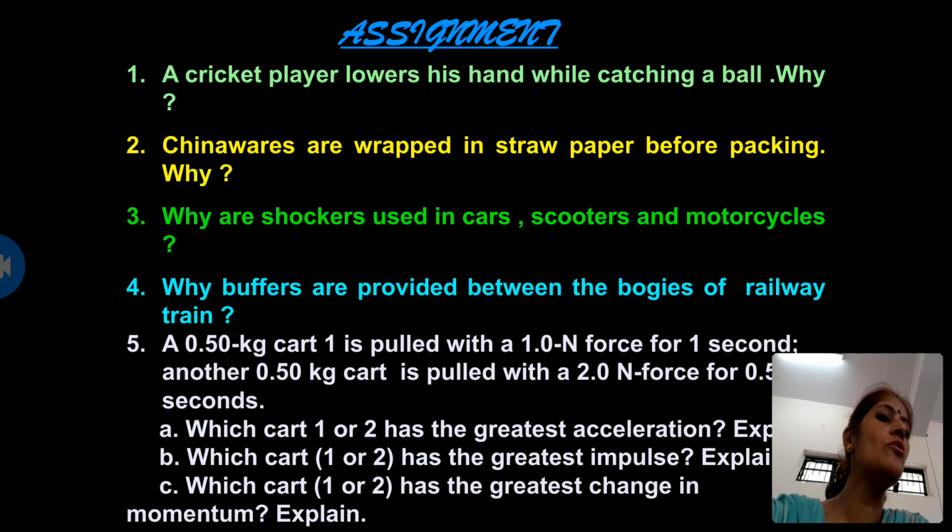And the fifth one is the numerical, it's the application part of impulse. A 0.5 kg cart 1 is pulled with a 1 Newton force for 1 second, and another 0.5 kg cart is pulled with 2 Newton force for 0.5 seconds. A part, which cart 1 or 2 has the greatest acceleration? Explain. B part, which cart 1 or 2 has the greatest impulse? Explain. And third is, which cart 1 or 2 has the greatest change in momentum? Explain.